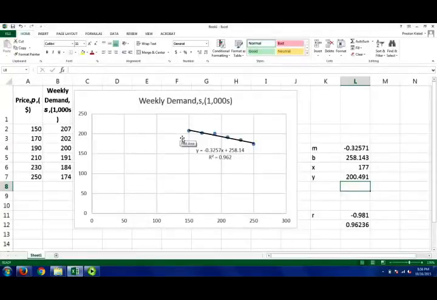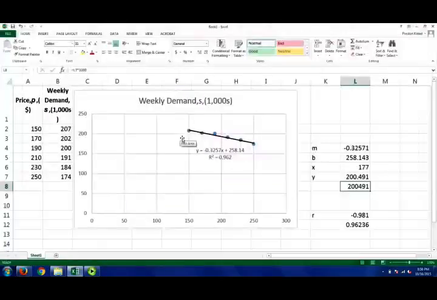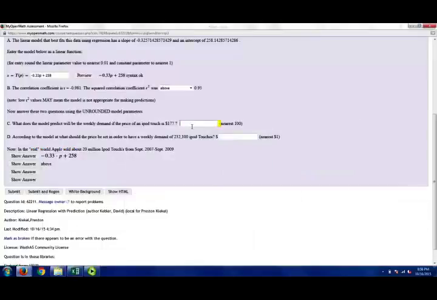So I'm actually going to multiply this times 1,000 and then round it off to the nearest whole number, which it already is. Oh, no, not to the nearest whole number. They said to the nearest 100. Yeah, nearest 100. So 200,500. And that's the answer.